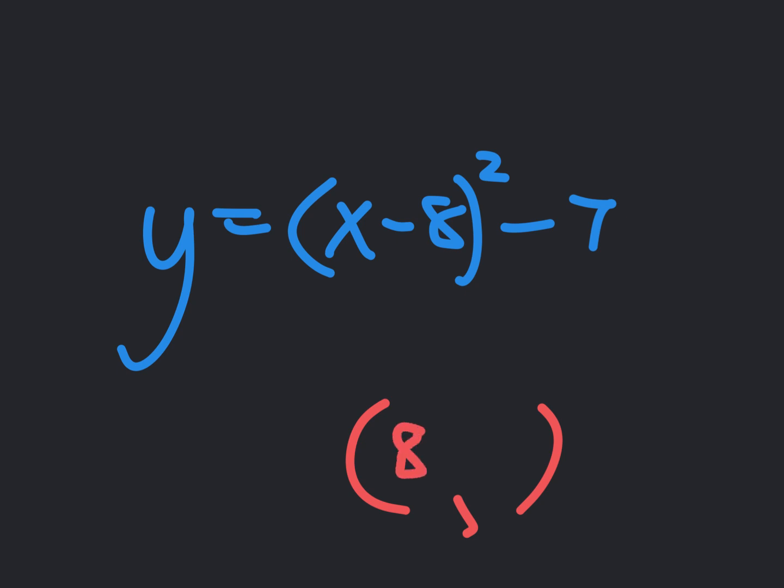Now, if you're like, why did he change one of them and not the other? Why do we change this to positive 8? Because you don't trust the inside. Remember that deal? And you trust the outside. That's the vertex. See how it's so fast to find the vertex if it's in that form? That's what that form is good for. It tells you the vertex.